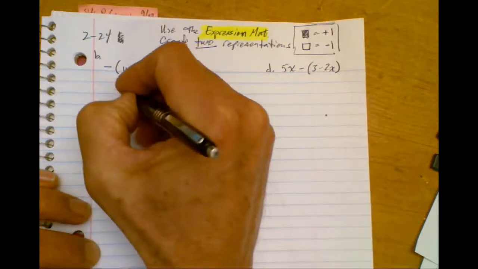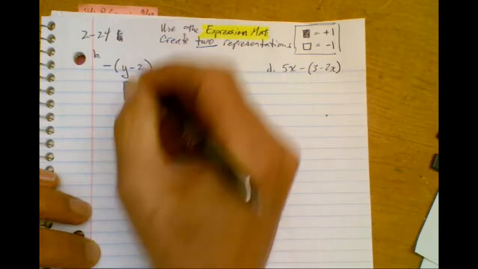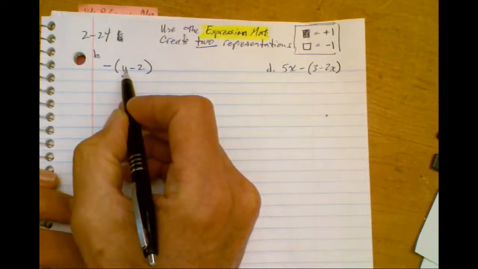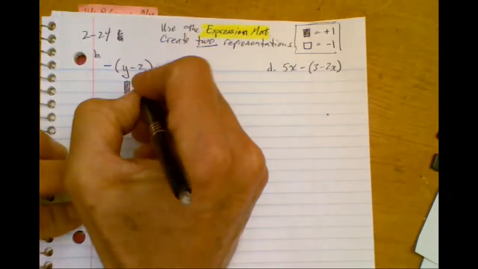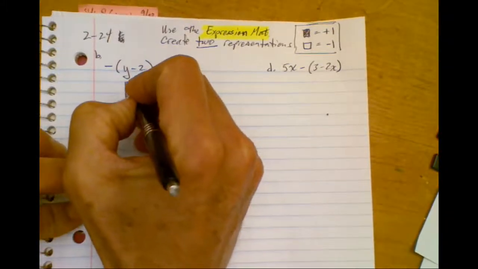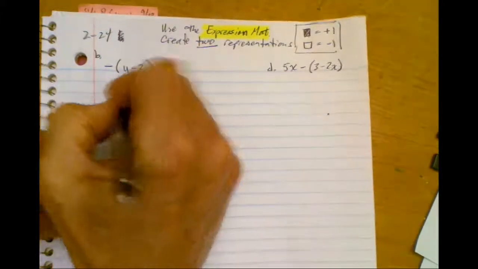So what's this telling me? It's telling me that I need one variable piece. So I'm going to make one. Remember, it's positive, right? That's a positive y. And if I just look at this by itself, it looks like a negative 2. So I'm going to put two negative pieces in there. So there you go. There's the y, and there's the negative 2. But remember, I'm taking the opposite of it.